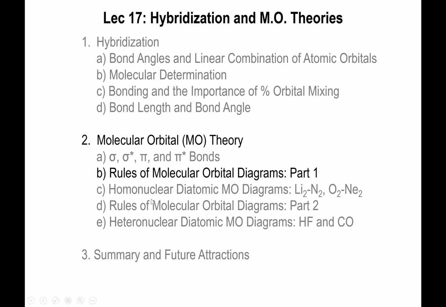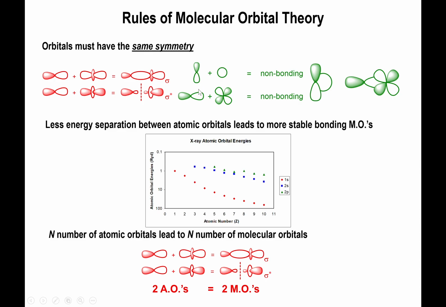Alright, so now let's talk about the rules of molecular orbital theory before we start doing some examples. Okay, so first rule: the orbitals have to have the same symmetry.